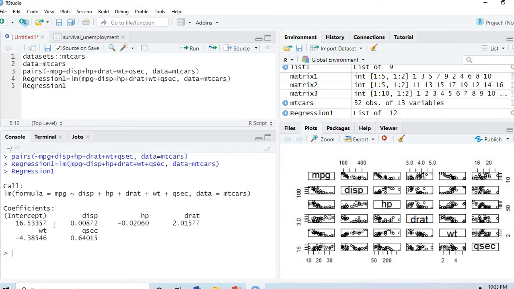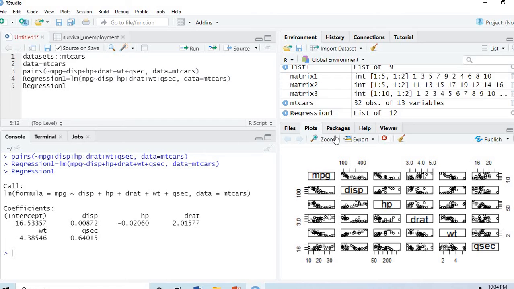Alt plus enter. Then in the console area you can find the first one is the intercept, that means the constant a, and then you can see the coefficients of the independent variables for DISP, HP, DRAT, WT and QSEC. The values are 0.008 for DISP, minus 0.02 for HP, 2.01 for DRAT, minus 4.3 for weight, and 0.64 for QSEC. We can see that for HP and weight there are negative coefficients. It means HP and weight are negatively associated with the dependent vector MPG.